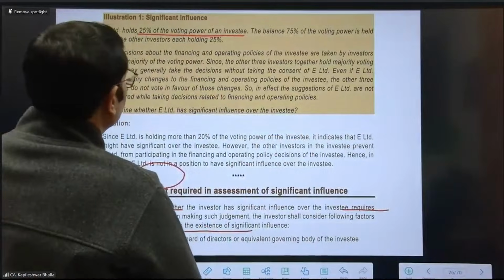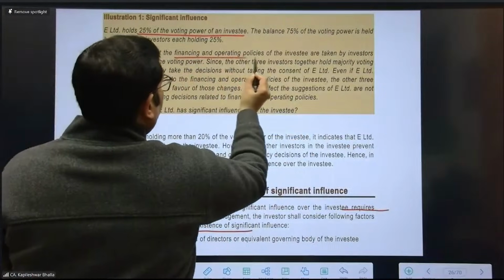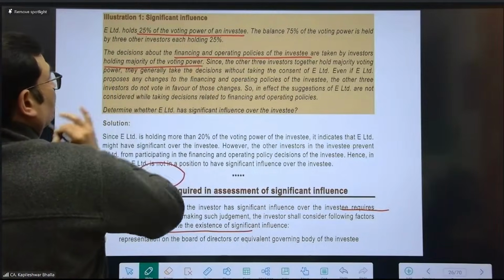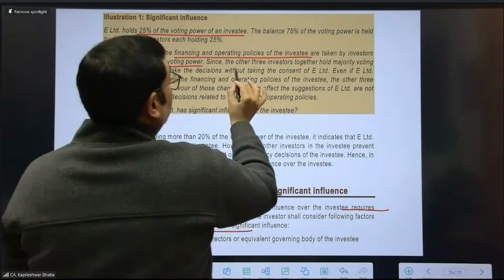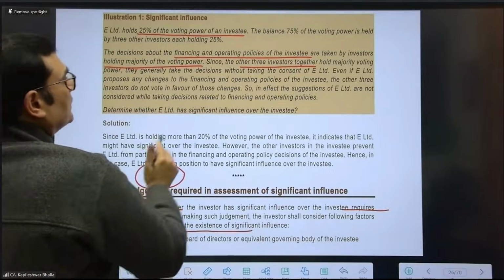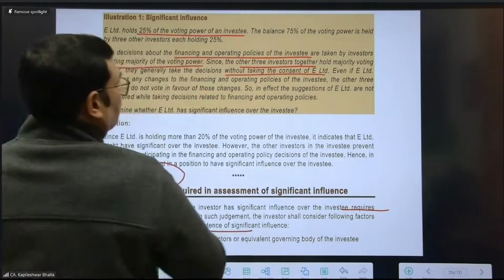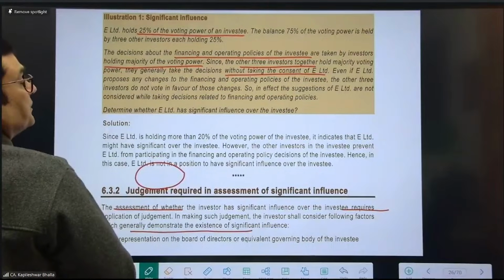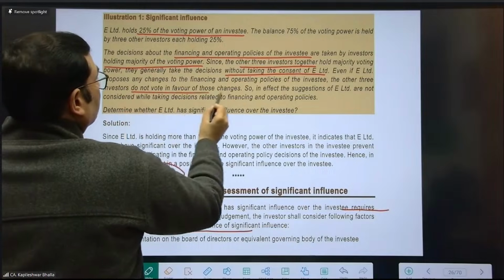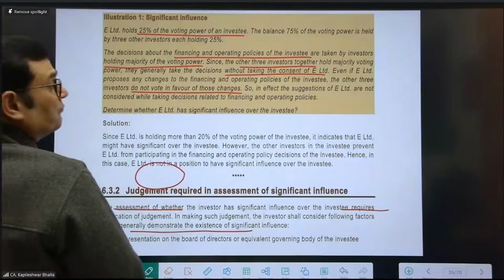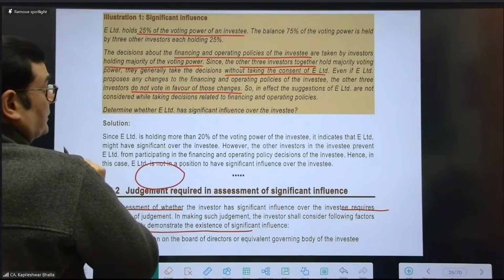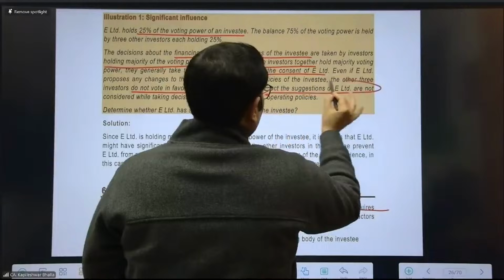So it says the decisions about financing and operating policies of the investee are taken by the investors holding majority of the voting power. Since the other 3 investors together hold majority voting power, they generally take decisions without the consent of E. Even if E proposes any changes to the financing and operating policies, the other investors do not vote in favor of these changes. So in effect, the suggestions of E are not considered while taking decisions.